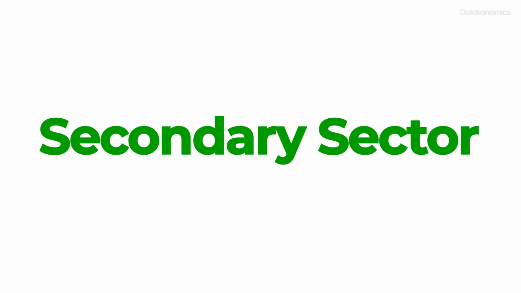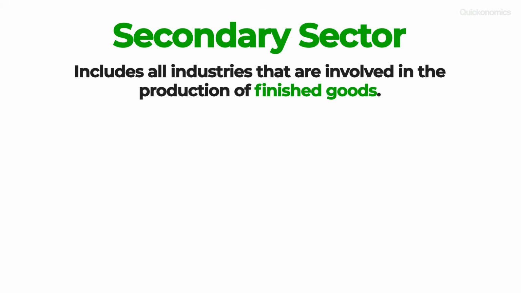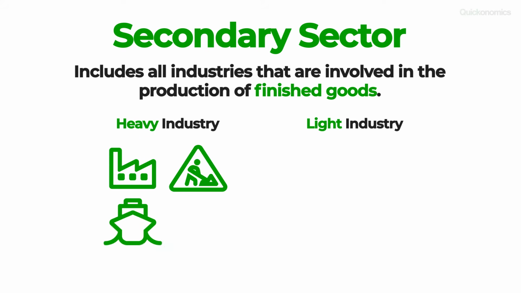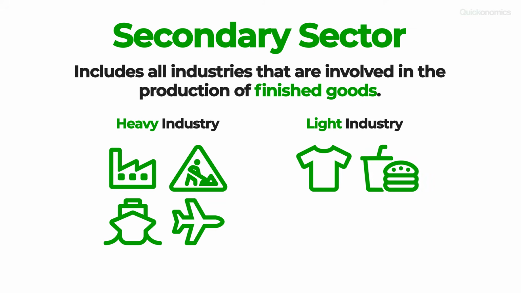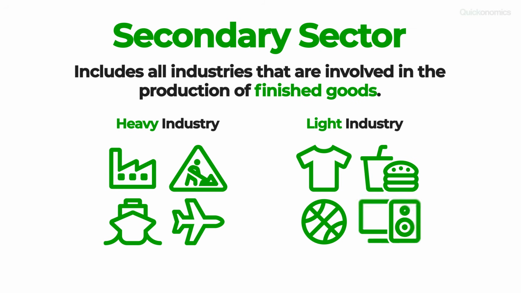Next up is the secondary sector. The secondary sector includes all industries that are involved in the production of finished goods. That means this sector converts the raw materials extracted by the primary sector into finished products. The secondary sector is often divided further into heavy industry and light industry. Examples of heavy industries include steelmaking, construction, shipbuilding, and aerospace production. By contrast, examples of light industries include products such as clothing, food and beverages, sporting goods, and home electronics.